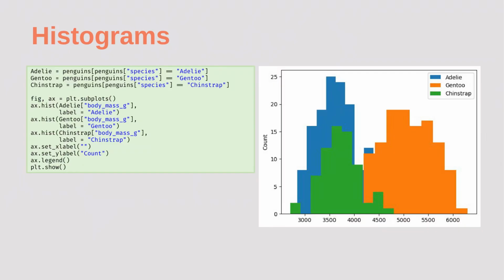Let's take a look. We subset each species of penguins into different variables. Then we create a figure and axis object just like before. We then use the axis hist method to plot the entire body mass column for each penguin species. In the resulting histogram, the x-axis shows the range of body mass values, and the height of each bar shows how many penguins fall into that range, or bin. Each species has a different color as well.